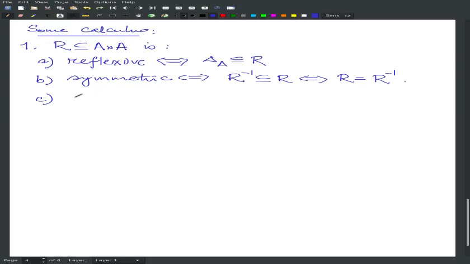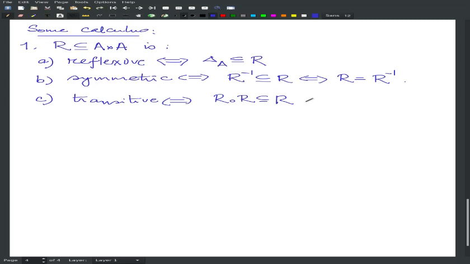Now here is transitive. This is where the composite comes into the picture. And these are given in the notes and left as proofs. So next day we are going to look into these proofs, but I need your attempts. Okay? Again, it's very simple.